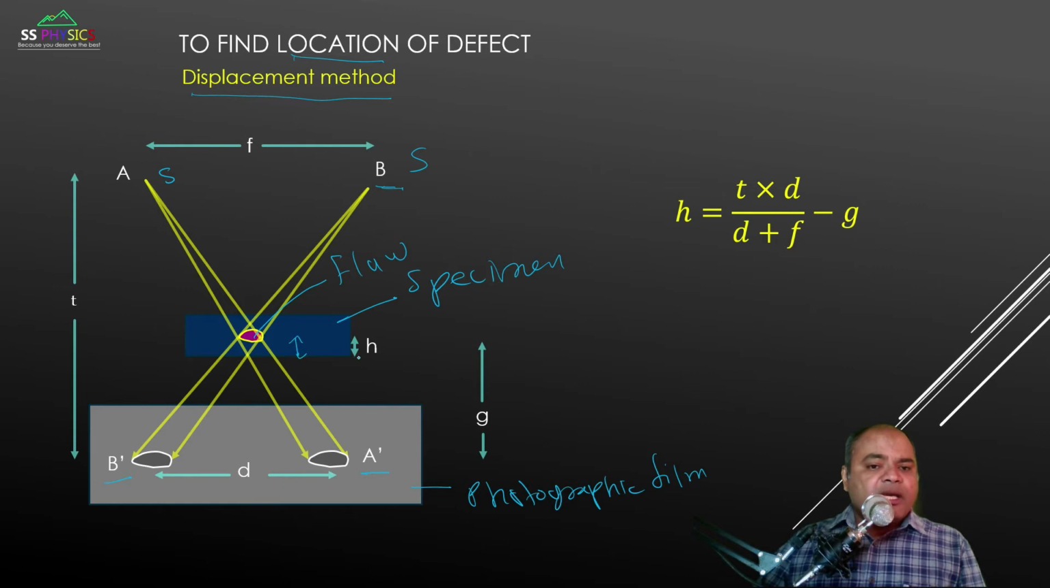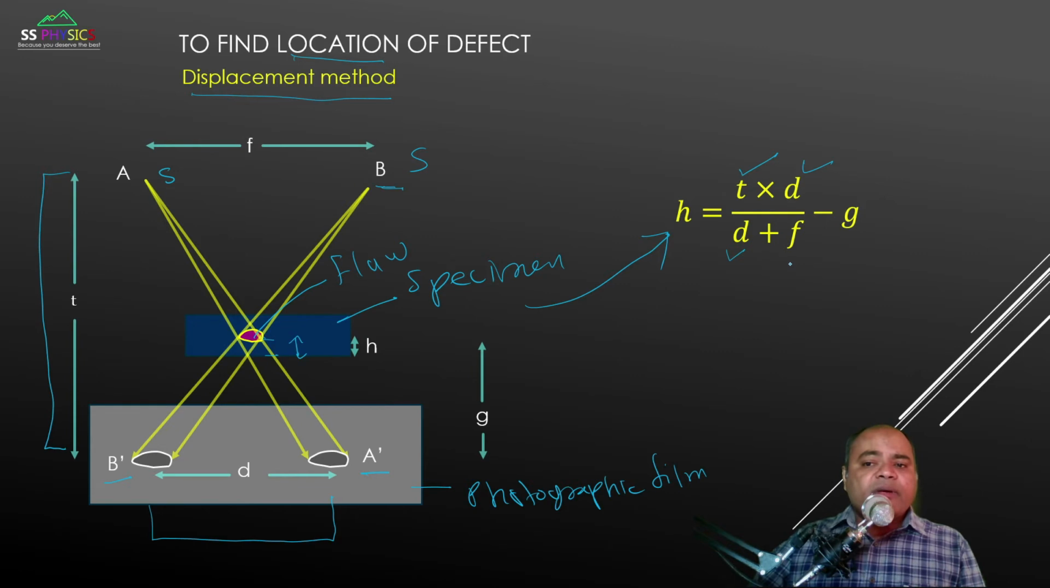Here, if h is the height of that defect from the bottom of the specimen, then that height can be found using this particular formula. The formula is: height of that defect from the bottom of the specimen is equal to T into d by d plus f. Now what is T? T is the distance between the source and this photographic film. What is small d? Small d is the distance between the two impressions of the same defect. Then again d is there, divided by d plus f.